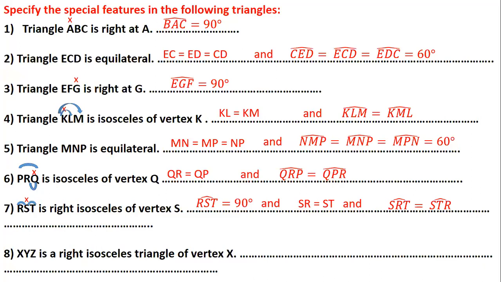Thank you, Zahra. Now I want to ask Laris. Yes, Laris. Yes, miss. Also in number 8, you have a right isosceles triangle at vertex X. It's XYZ. What does a right isosceles triangle have? A right angle, two equal sides and two equal angles. Who's the special vertex? X. So at X, I put an X and I name the right angle at X. Please name the right angle at X.